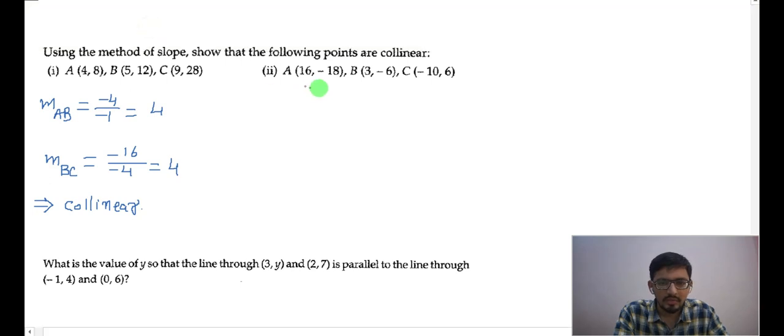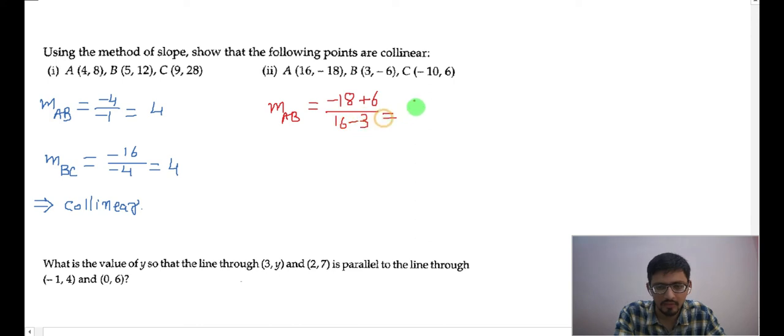See one more example. Here A is (16, minus 18), B is (3, minus 6) and C is (minus 10, 6). So first you find the slope of AB. For the slope of AB, what will I do here? Minus 18 minus minus 6, plus 6, divided by 16 minus 3, right? So minus 18 plus 6 is minus 12 and 16 minus 3 is 13. So minus 12 by 13 you got.